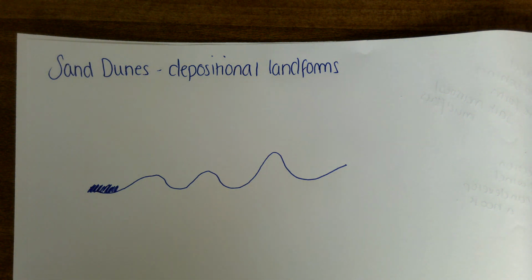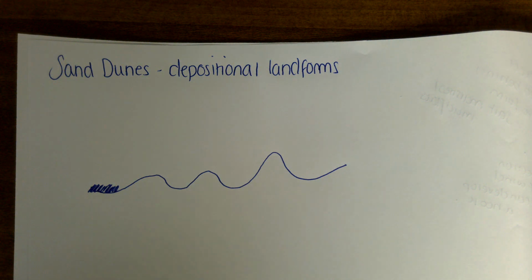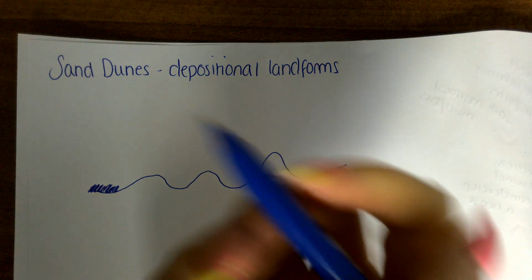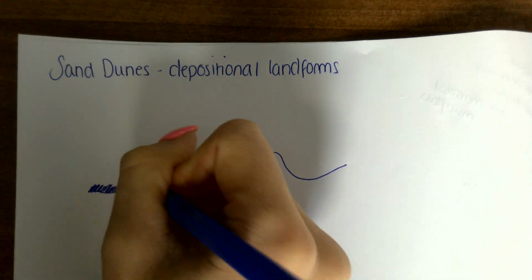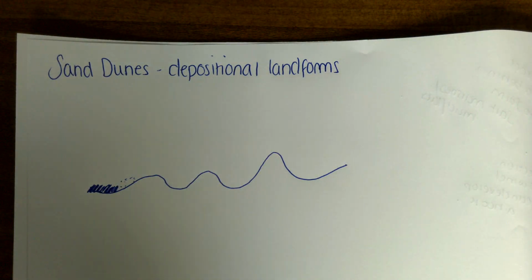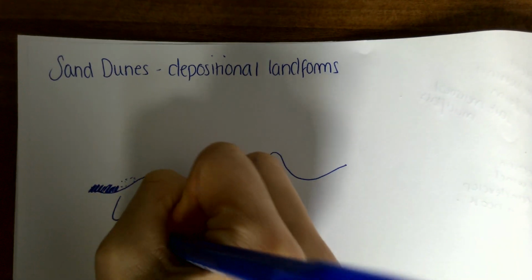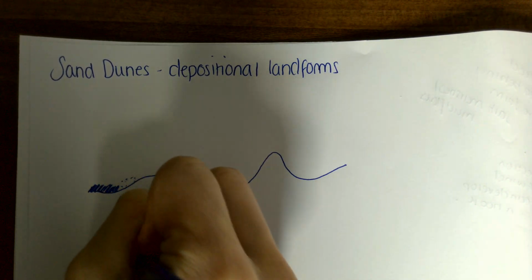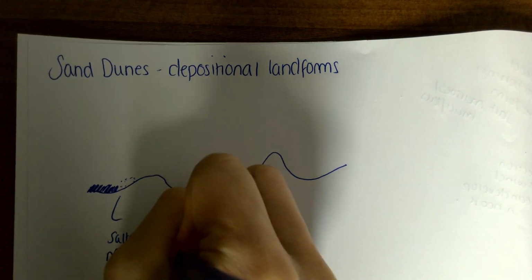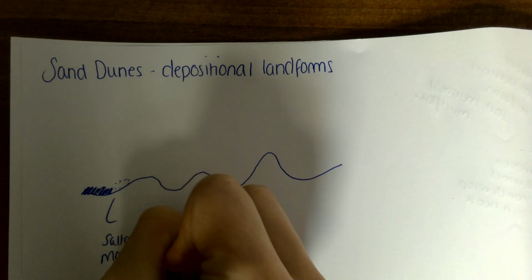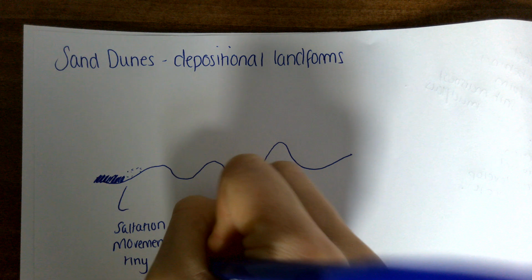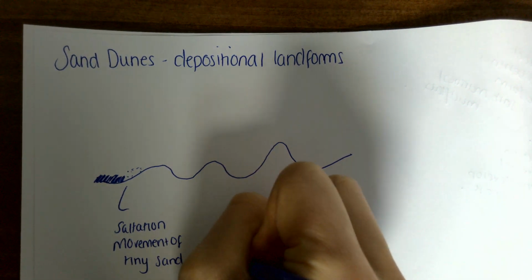Okay, so sand dunes are another depositional landform, and they are mostly formed when sand is deposited by longshore drift that's moved up the beach by the wind. So the wind is taking material. It also can be little particles of sand that jump along the beach. We've told you a transportation method is saltation, which is the movement of tiny sand particles along the beach.